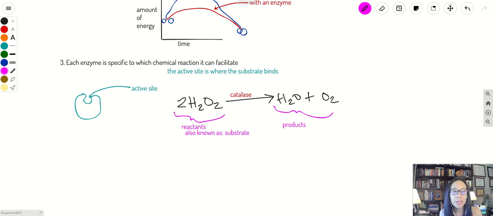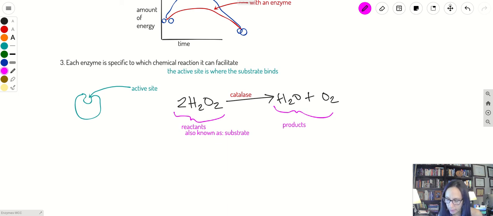And that different enzyme is going to have an active site for the water and an active site for the oxygen, and it's going to bring them together to make hydrogen peroxide. But that's a different enzyme. So each enzyme can only do one chemical reaction. And that is because the shape of the active site can only fit a specific substrate.